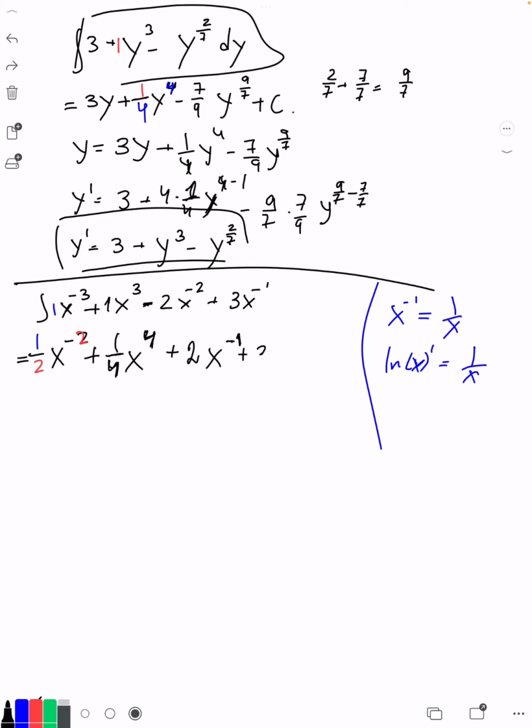And now we have plus 3, but we have x to the power of minus 1, which is that. That's why we wrote it down. So in order to derive 1 over x dx, the result is going to be ln x. So we're going to have 3 ln x plus c.